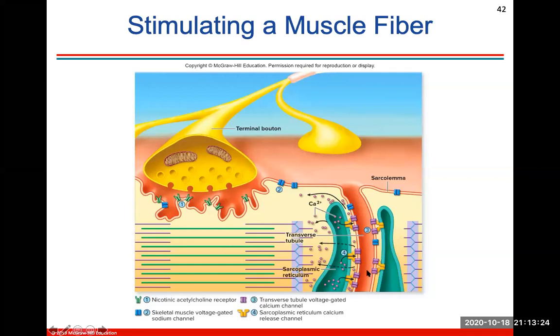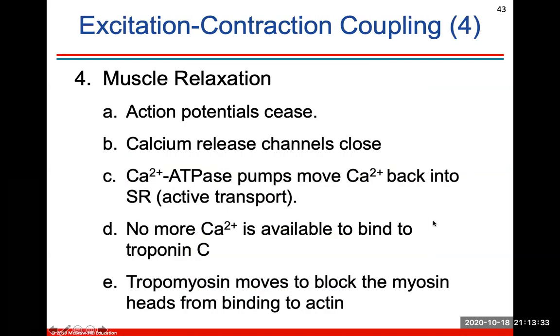This will cause different channels to open, and eventually it will cause calcium to be released from the sarcoplasmic reticulum. And again, we need calcium in order to bind to troponin, move the tropomyosin off the binding sites so that myosin heads can bind to actin. So what happens when muscles relax?